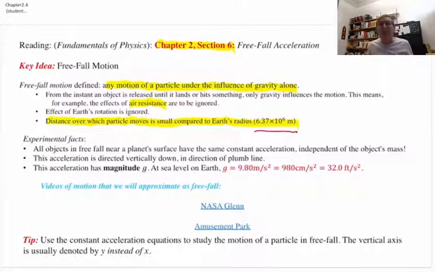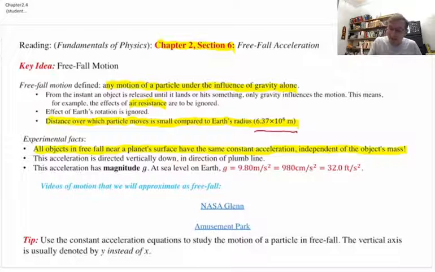Okay, now here are some experimental facts for an object in free fall that have been validated many times by many different experiments, and we need to know all of these. First one, all objects in free fall near a planet's surface have the same constant acceleration independent of the object's mass. Note, constant acceleration. Okay? As long as it's in free fall, its acceleration is not changing. Guess what that means? We get to use those constant acceleration equations we introduced in the previous video lecture.